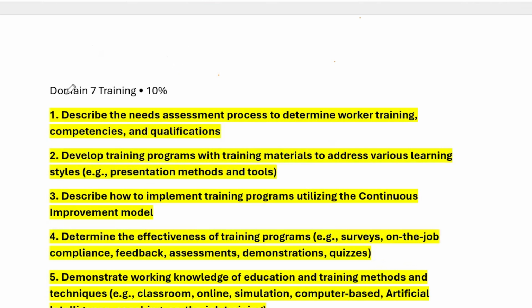Hello friends, so we will be today learning domain 7 of ASP CSP. In this domain 7, our training pattern would be first we will be understanding the syllabus.